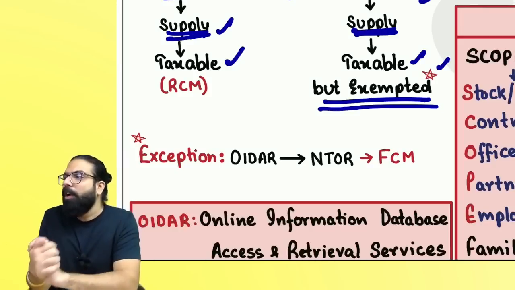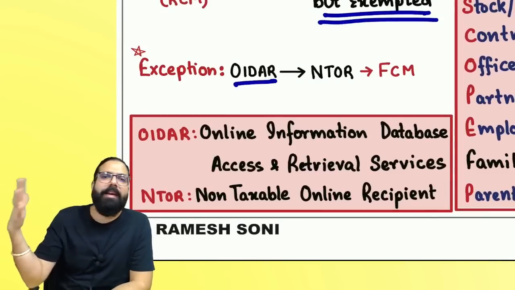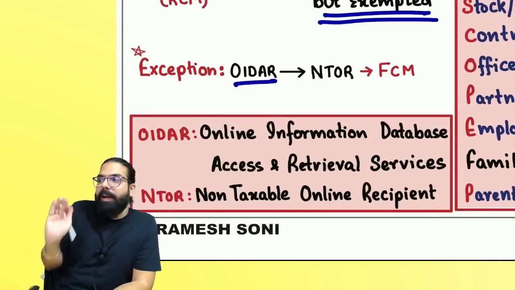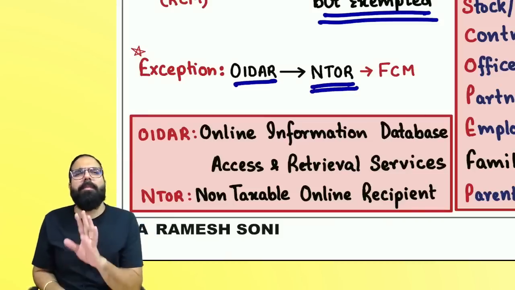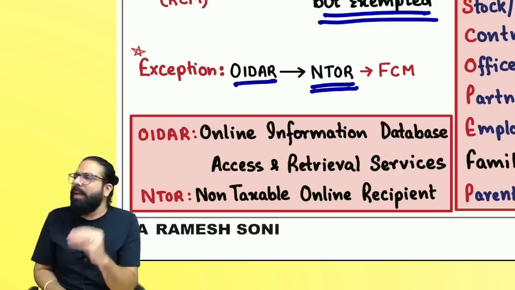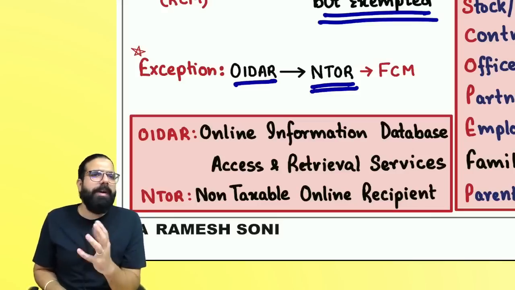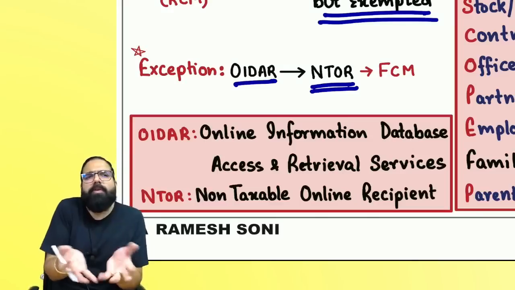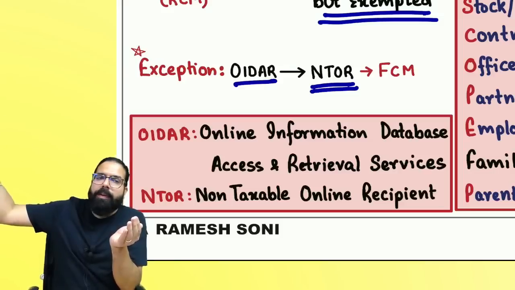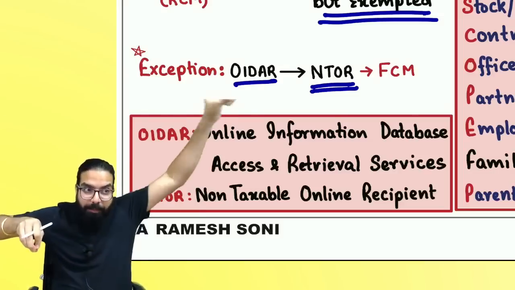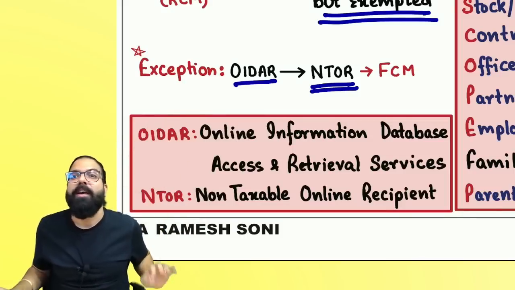This exemption will not apply if it is OIDAR service, online information database access and retrieval services provided from outside India to a non-taxable online recipient. A non-taxable online recipient means any government, local authority, or any unregistered person who is taking OIDAR service for non-business purpose. So whenever OIDAR services are provided to an unregistered person for non-business purpose, this person will not pay GST. So for OIDAR, you are required to take compulsory registration as per Section 24 in India, collect the GST and pay the GST to the government under forward charge mechanism.